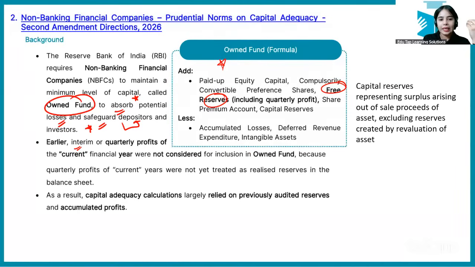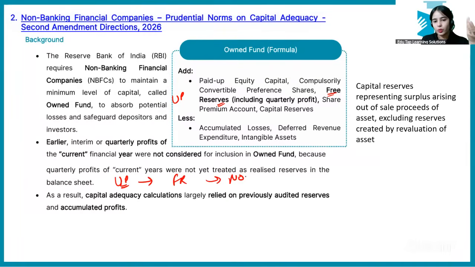Okay. So earlier interim or quarterly profits of the current financial year were not considered. Only the profits of the past year were considered for the inclusion in the owned fund under the free reserves. That includes the undistributed profit. Now the quarterly profits from the current year can also be included under the free reserves. The undistributed profit from the quarterly profit can be included under the free reserves under the net owned fund. As a result, capital adequacy calculations largely relied on previously audited reserves.